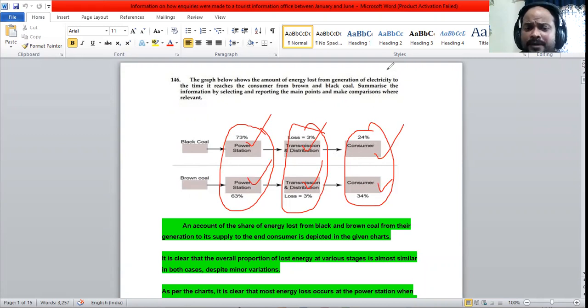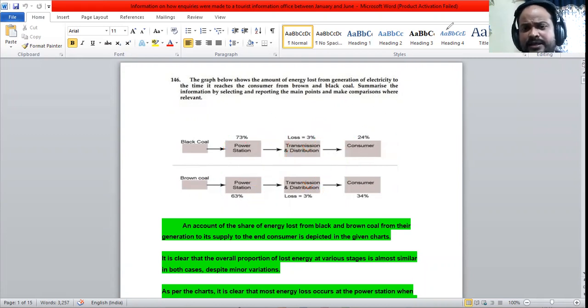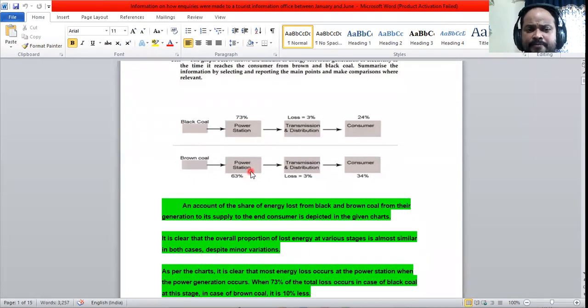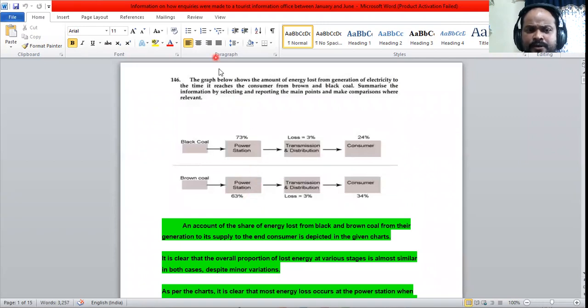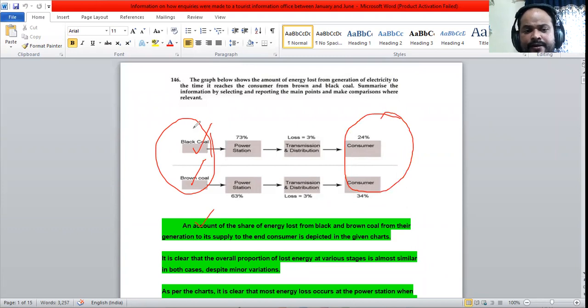So it's not a complex task. Let's see how we can manage it. We need to frame an introduction here. An account of the share of energy lost from black and brown coal from the generation to its supply is depicted in the given charts.